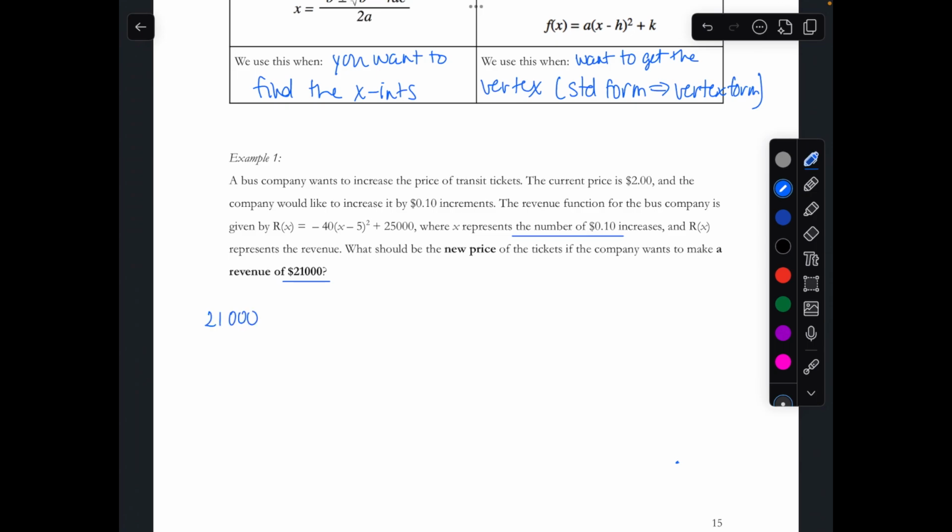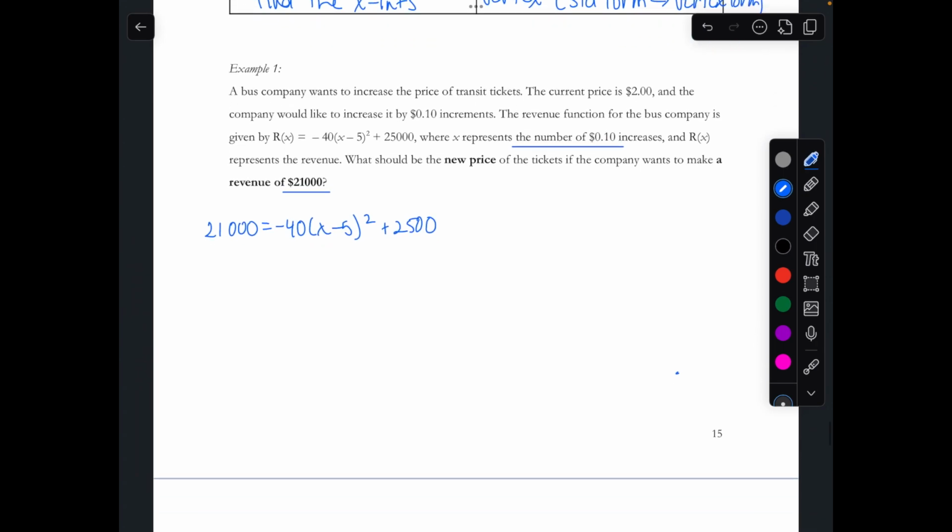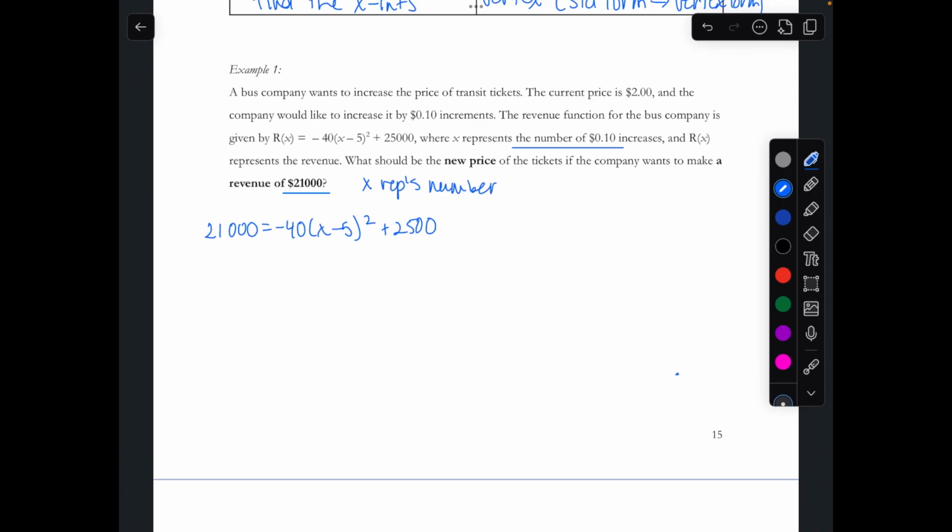Okay, so the first part of this is pretty straightforward. I'm going to sub in 21,000 for R. And now essentially I have to figure out the x values that cause this to work, where x represents the number of price increments, of 10-cent increments. Okay, so how do I figure this out?